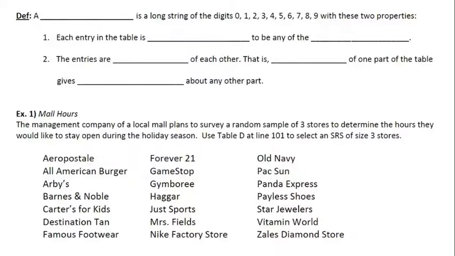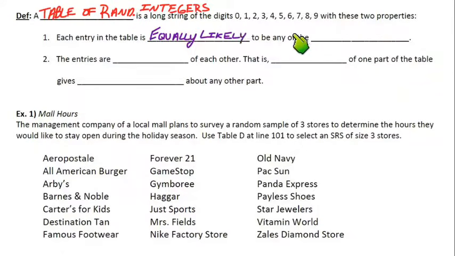Okay, the definition. Let's be clear about what a random digit table is. The definition for a table of random integers: it's a long string of digits from 0 through 9 with these two properties. First property, each entry in the table is equally likely to occur. Whether it's 0 or 9, any of those 10 digits is equally likely to happen. That's the first property. This is essentially how they generate them too.